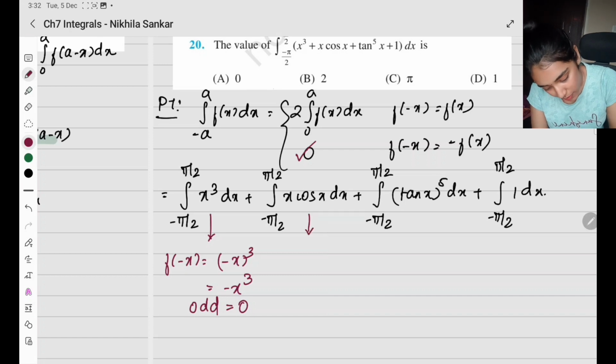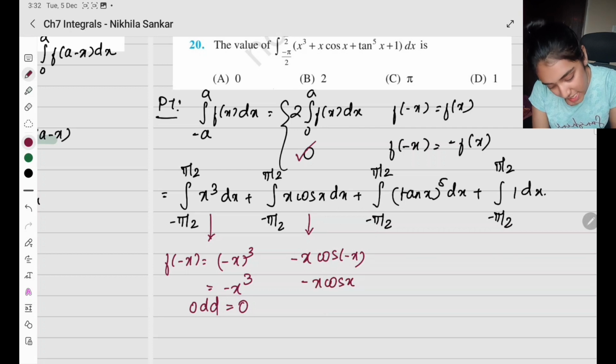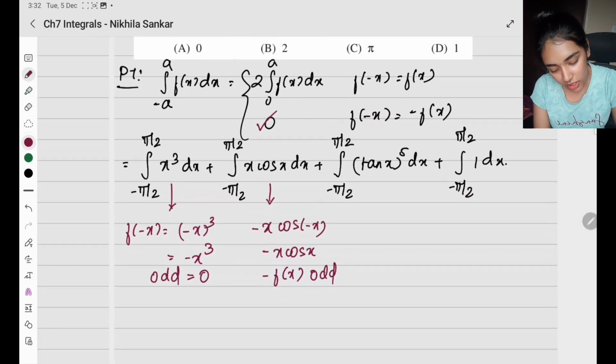What is this going to be? When I substitute f of minus x, I have minus x times cos of minus x, which is minus x times cos x. This is again minus of f of x. So odd function. Now what is the third function?